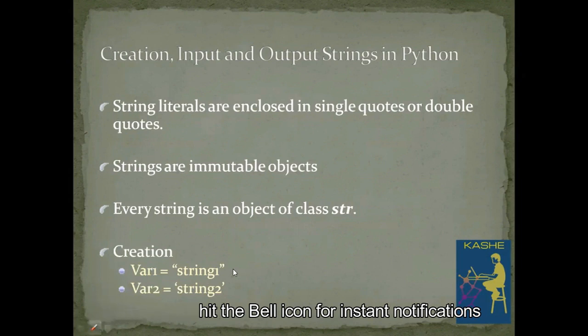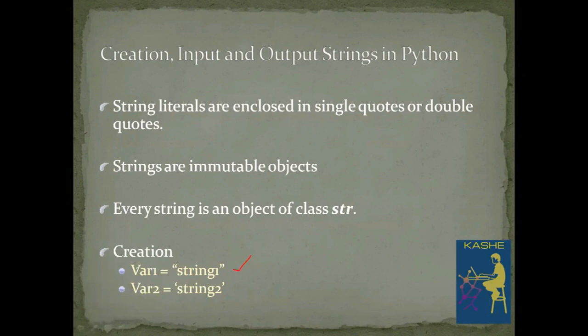Whenever we are using a statement like this, an object will be created for string1, and that will be referenced by var1. Now var1 is a reference variable of object string1. Similarly, another object will be created in the memory for string2, which will be referenced by var2. Now var1 and var2 both are reference variables for the objects string1 and string2 respectively in the memory.